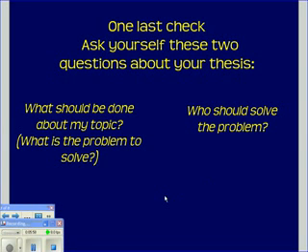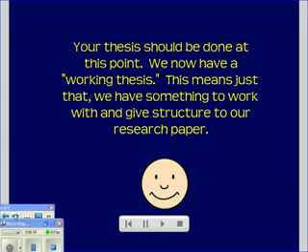We can add that in by saying the FDA, the Food and Drug Administration, which mandates currently that products should be tested on animals before they're made available to humans, needs to take a stand against animal testing. Your thesis should be done at this point. We now have a working thesis. This means just that. We have something to work with and give structure to our research paper.